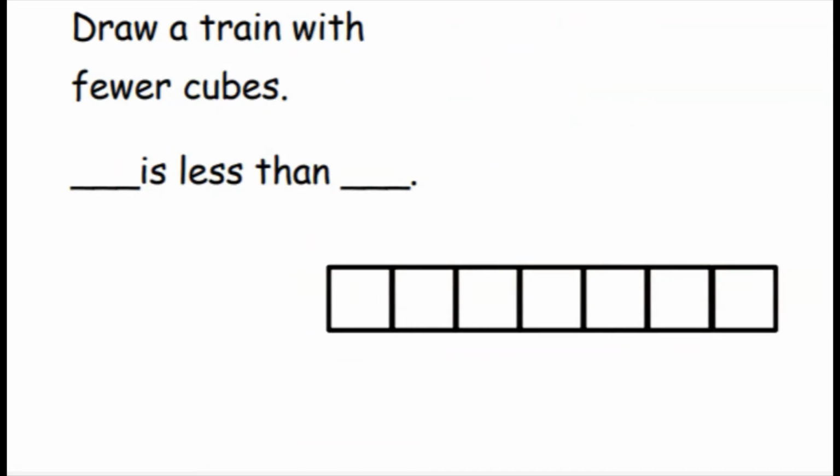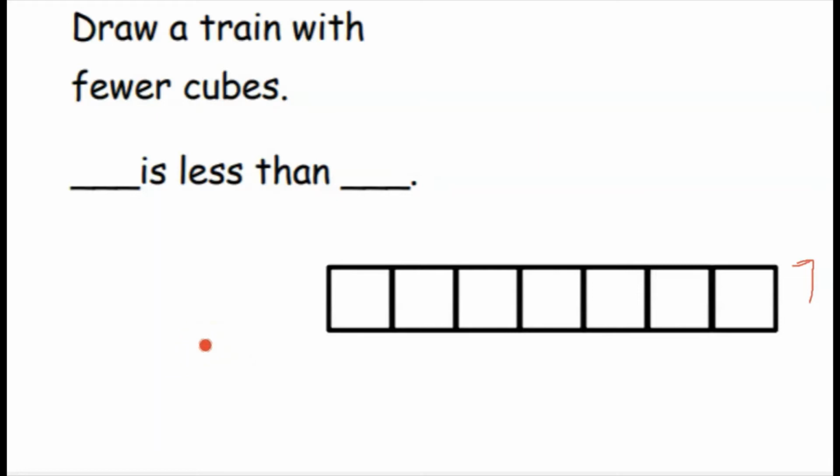Now let's practice drawing a train that goes from left to right with fewer cubes. Let's find out how many cubes we have in our train. 1, 2, 3, 4, 5, 6, 7. So we have 7 cubes in this train. I need to draw a train that has fewer cubes. Your teacher's going to pause the video and talk about, and you might even draw your own train that has fewer cubes.